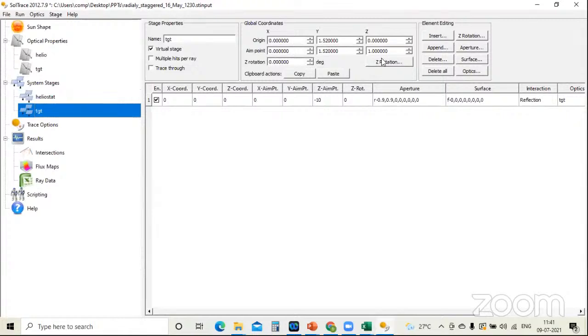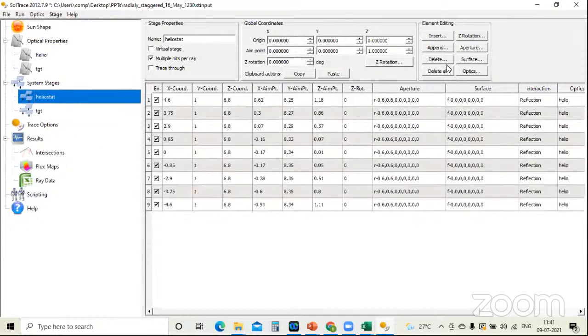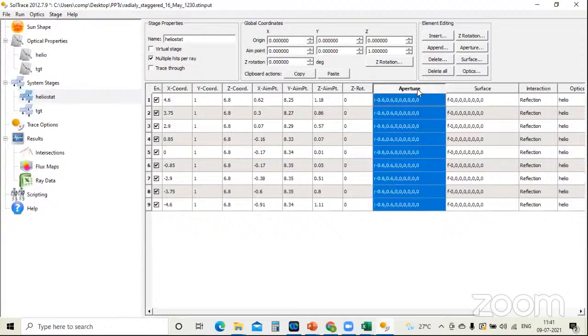So its receiver position is 1.52 meters from the ground. After giving this receiver position, then we can trace. Now for the heliostat, what is the size and shape of the heliostat that we can give from this aperture?